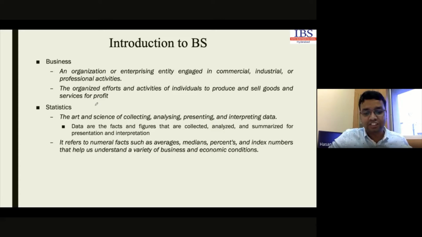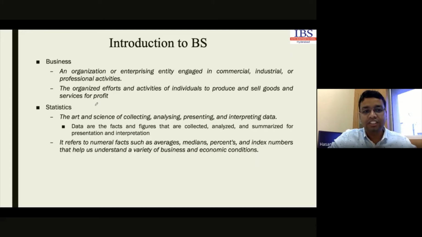Okay, and we have to analyze these facts and figures: collecting the information, analyzing, presenting. This particular scenario is known as statistics. So statistics basically refers to numerical facts such as mean, median, mode, index numbers, deviation, whatever you can consider. Numerical facts that help us to understand the variety of business and economic conditions, right? So whatever information related to business is data, and we are going to analyze this data and present this data in a meaningful way. This is known as statistics.